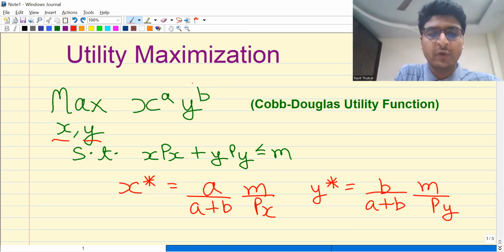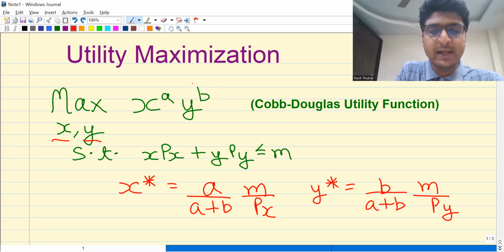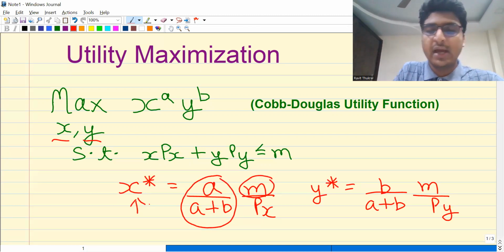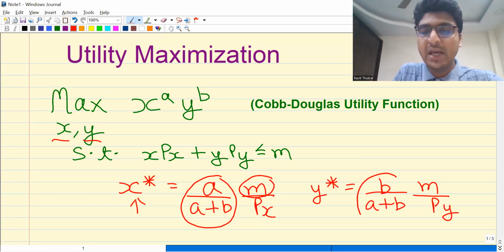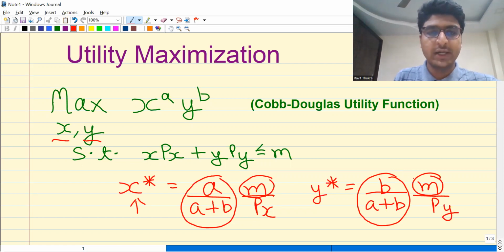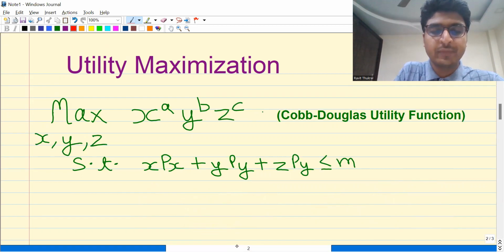So what we are doing is we are spending a upon a plus b proportion of the income on good x, and we are spending b upon a plus b proportion of the income on good y. Similarly, we can do it for three goods as well.